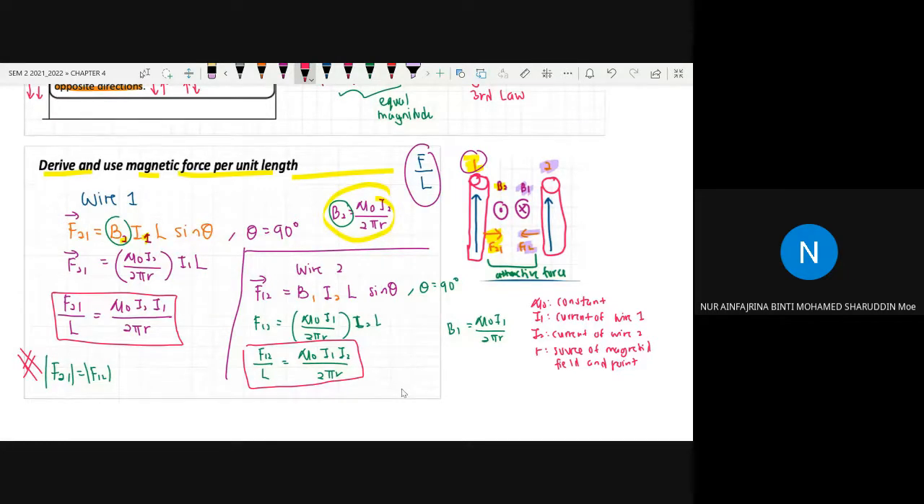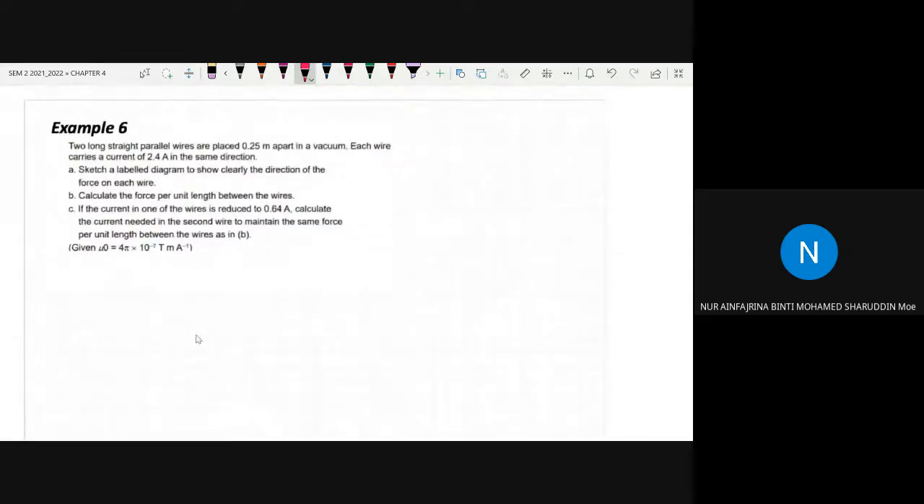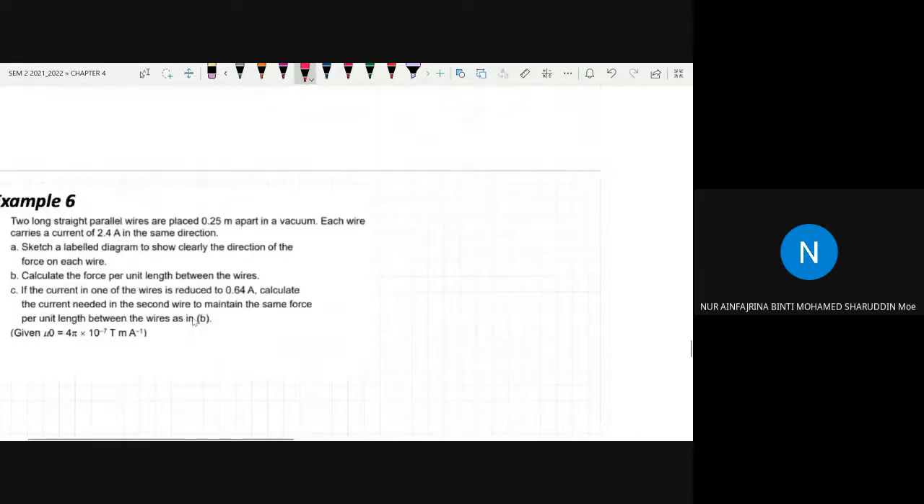Okay, boleh Miss teruskan? A bit more. Example 6. Kalau boleh Miss nak siapkan example 6 dengan korang. May I? Boleh, Miss. Boleh, okay. Miss akan teruskan ya.